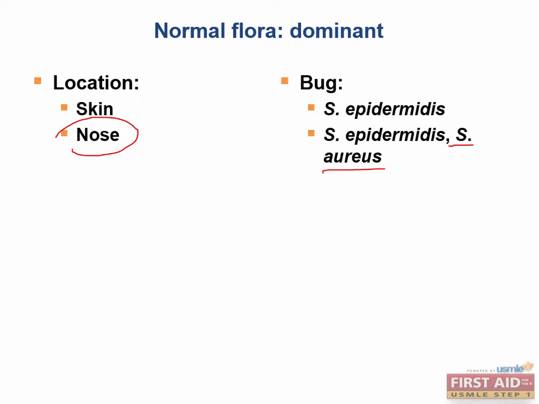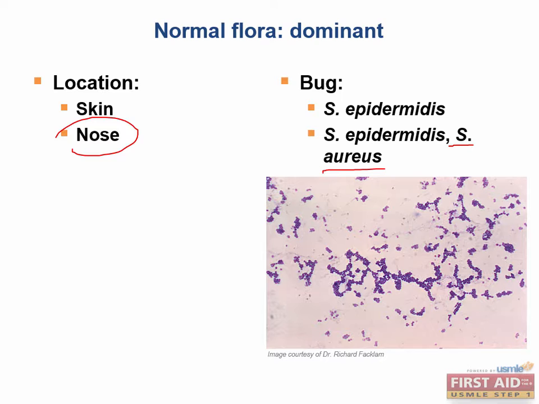Now, thinking back to your basic microbiology, what would you see on gram stain of these two bacteria? You would see something like this, gram-positive cocci in clusters. Now, what lab tests could you do that would differentiate between Staph epidermidis and Staph aureus? Remember, you could perform the coagulase test. Very good.